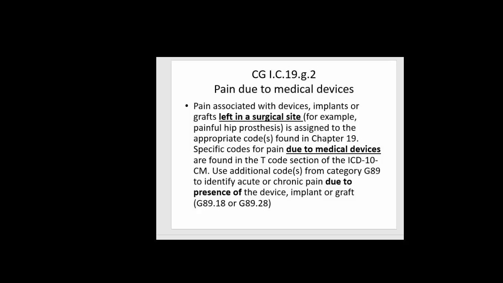The next coding guideline has to do with pain due to medical devices. If you have pain associated with a device that's left in a surgical site, for example, a hip replacement or a knee replacement, you're going to find those codes in Chapter 19. If you are looking at codes for pain due to medical devices, that's going to take you to the T codes, and you're going to look at additional codes from the pain categories, G89, to identify if it's acute or chronic pain due to the presence of that device.